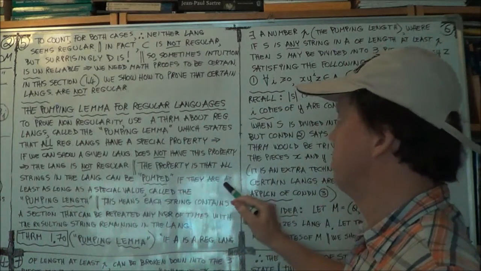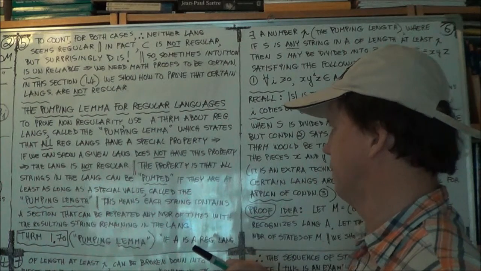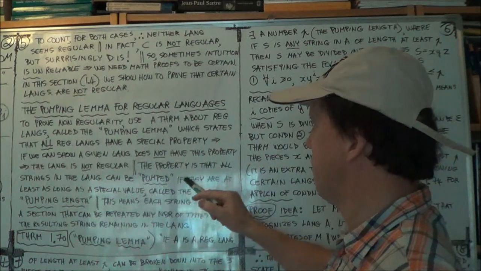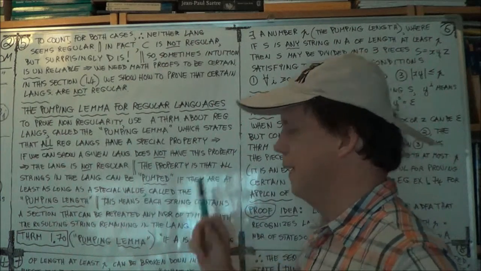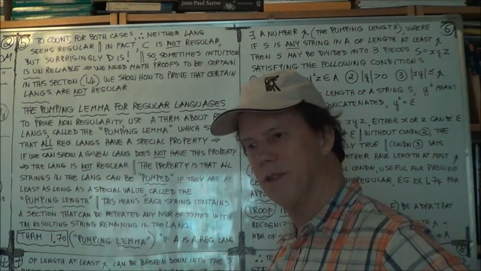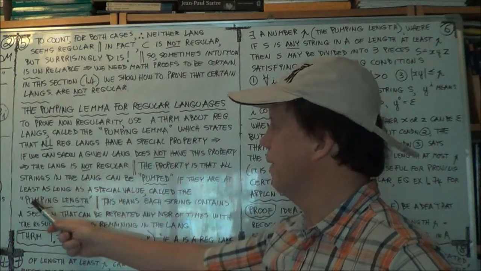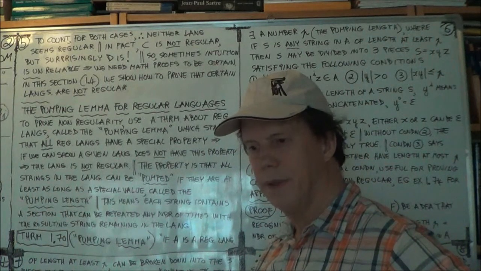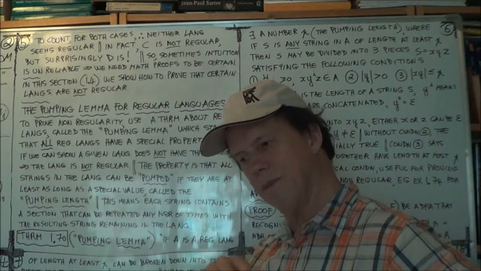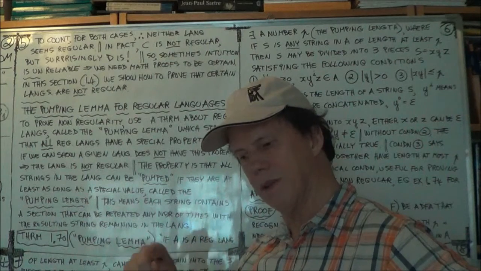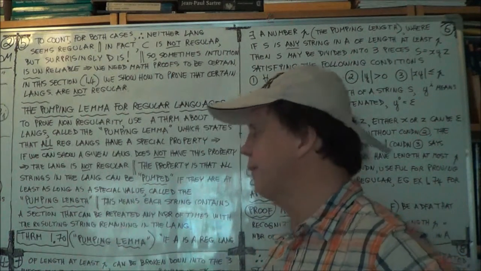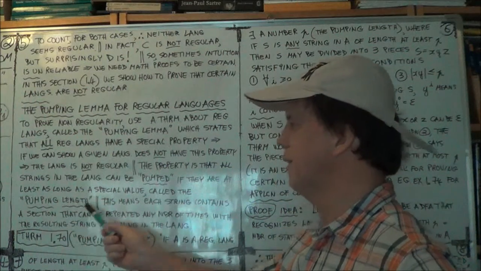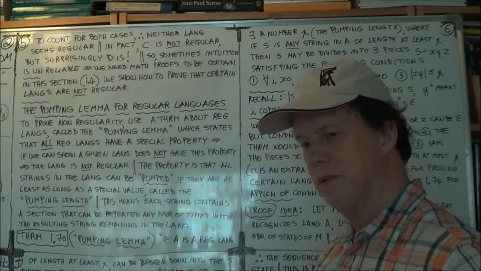Okay. So what does it mean to be pumped? Now, for strings to be pumped, they have to have a certain minimum length. You remember the length of a string? By definition, it's the number of symbols in a string. If you just count the number of symbols in that string, that's its length. So if your strings have a certain minimum length called the pumping length, then those strings can be pumped.